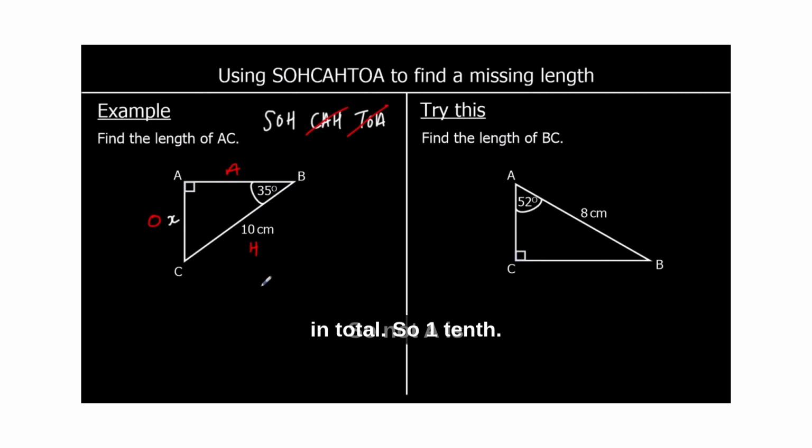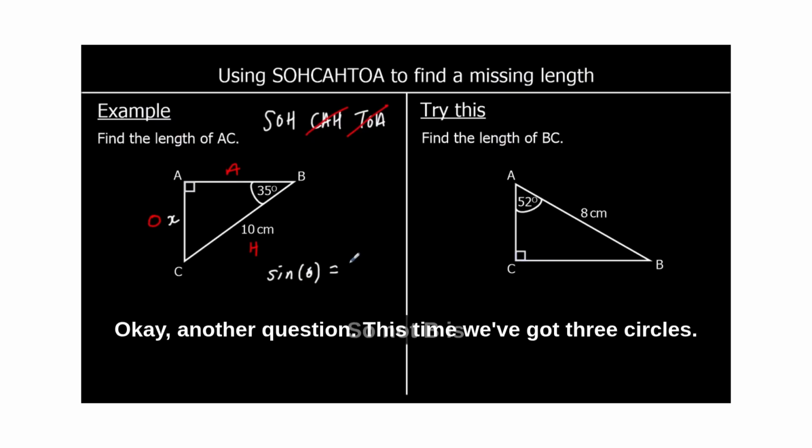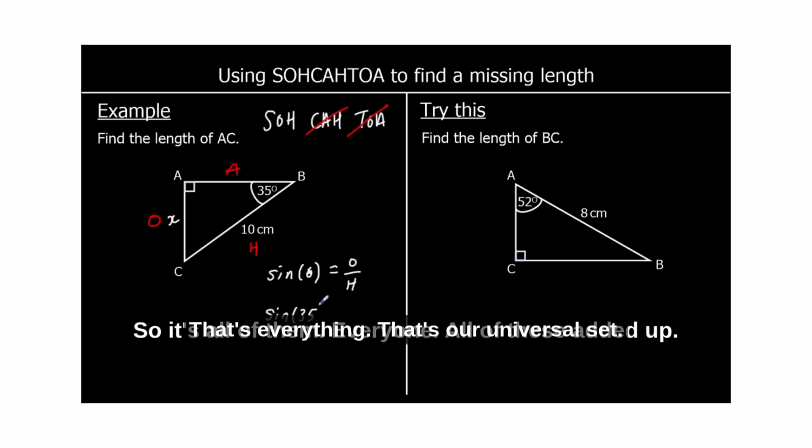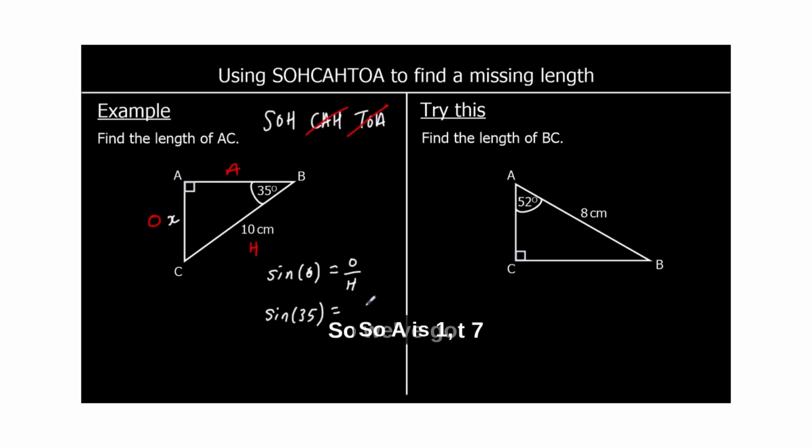SOH means sine of the angle equals O over H. So in this example, the angle is 35. So sin 35 equals x over 10.